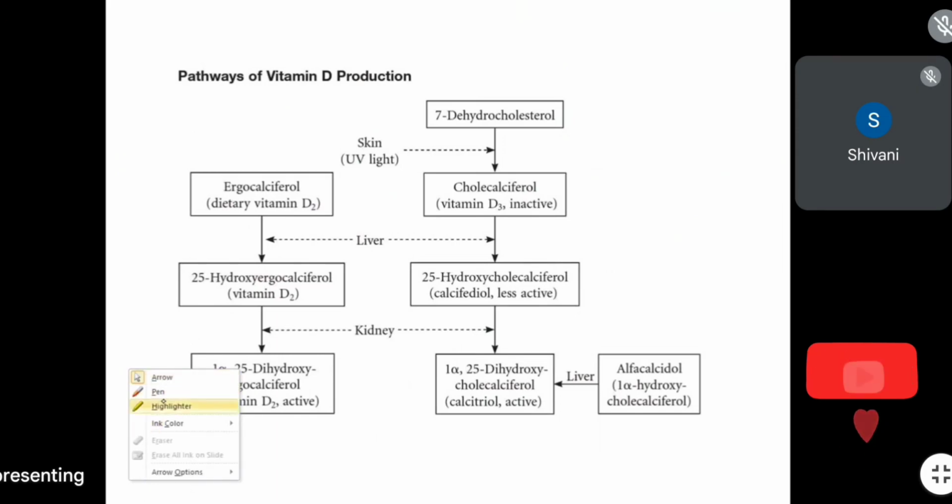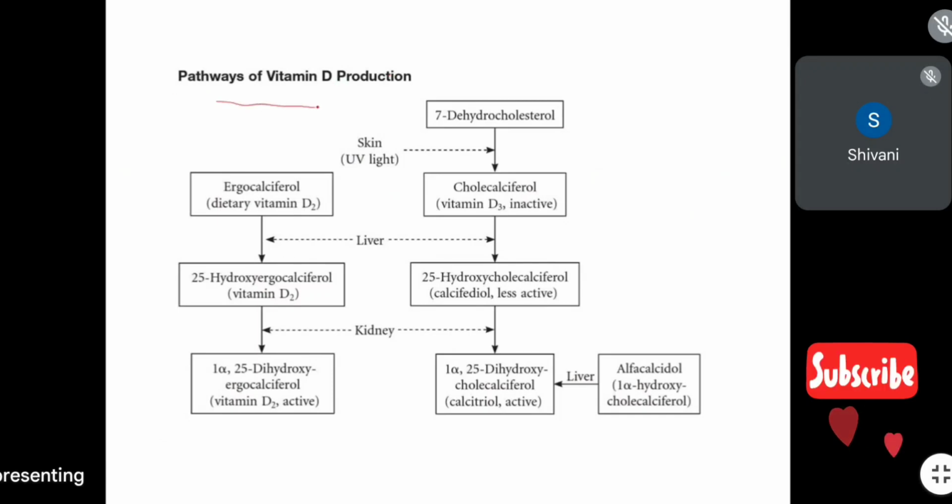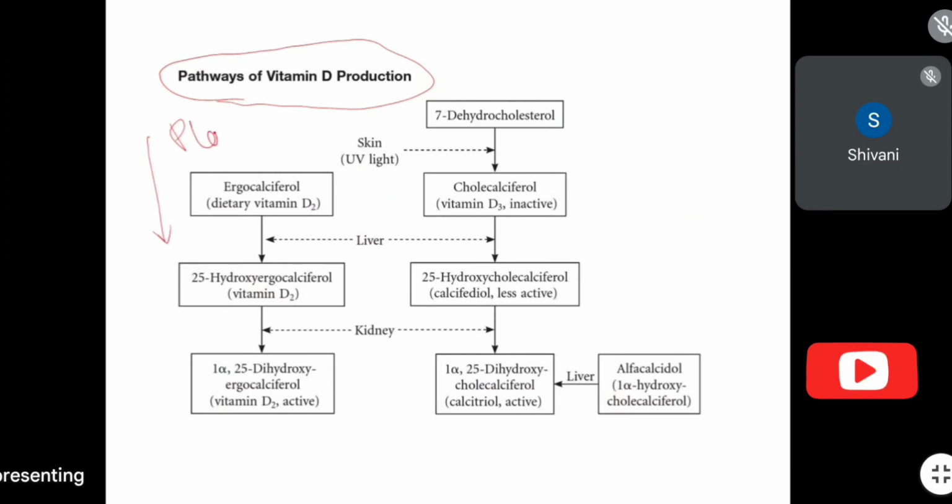See, this is the pathway. We have two pathways. Mainly these are two pathways for synthesis of vitamin D. We usually follow this pathway. This pathway is seen in plants, I mean from the plants, and this pathway is seen in animals. Okay, so this is the pathway of vitamin D synthesis.